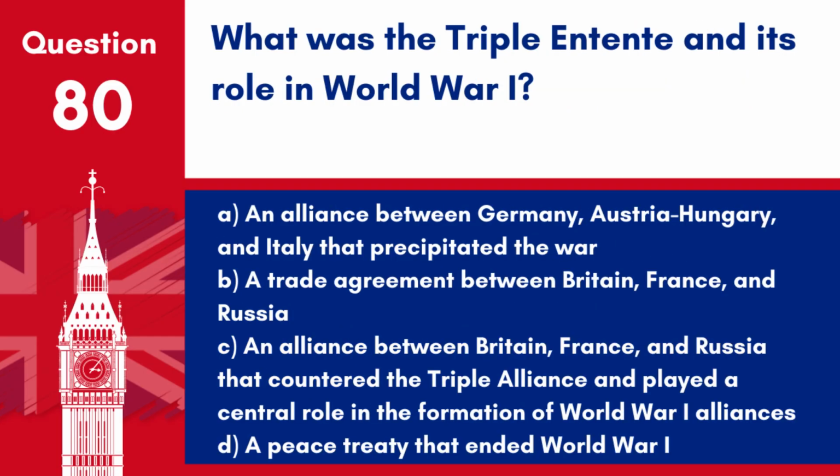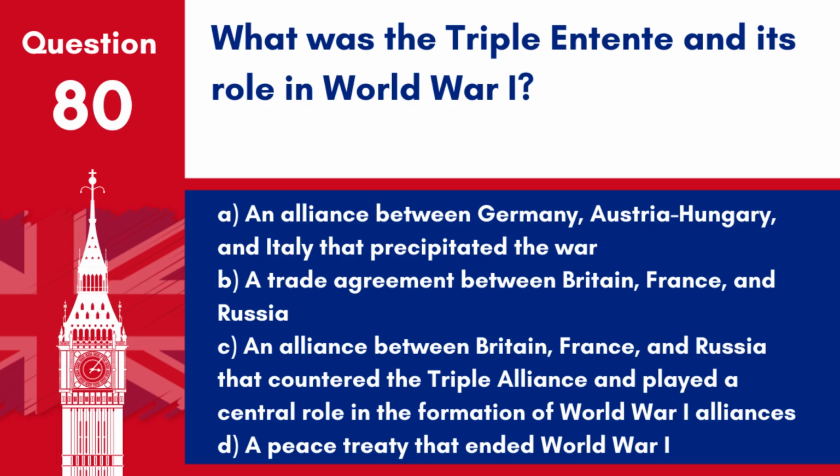Question 80. What was the Triple Entente and its role in World War I? A. An alliance between Germany, Austria-Hungary, and Italy that precipitated the war. B. A trade agreement between Britain, France, and Russia. C. An alliance between Britain, France, and Russia that countered the Triple Alliance and played a central role in the formation of World War I alliances. D. A peace treaty that ended World War I.